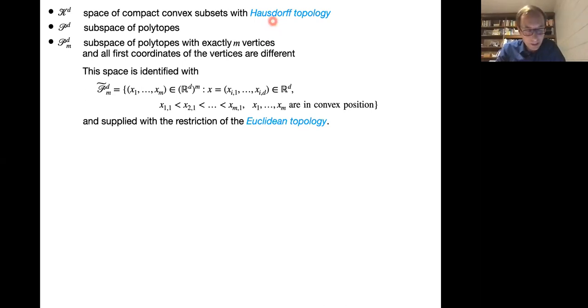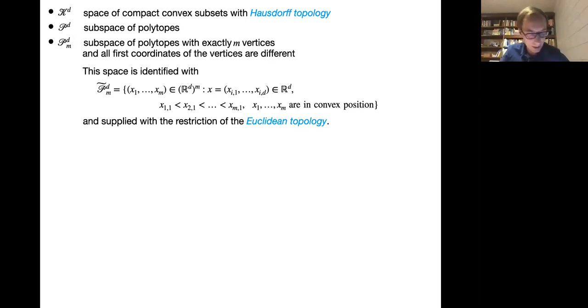Okay. In this space, of course, there is the space of polytopes sitting. This is the subspace of polytopes, and you just take also the Hausdorff topology. Now we even specialize a bit more. We look at the space calligraphic P_m^d. This is the subspace of polytopes in R^d having exactly m vertices, and the first coordinates of these vertices are supposed to be all different from each other. Okay, this is another space of polytopes.